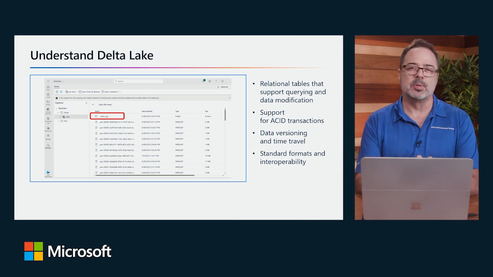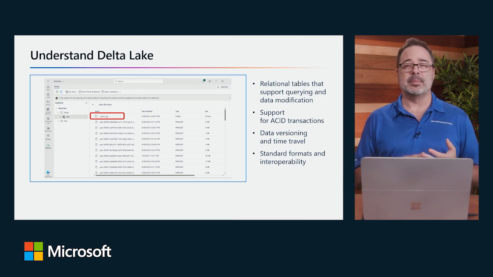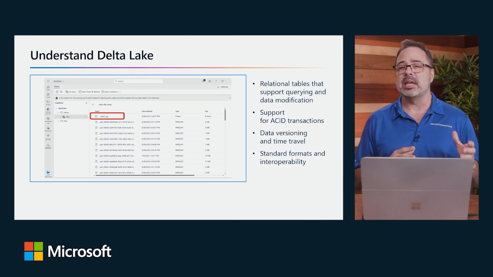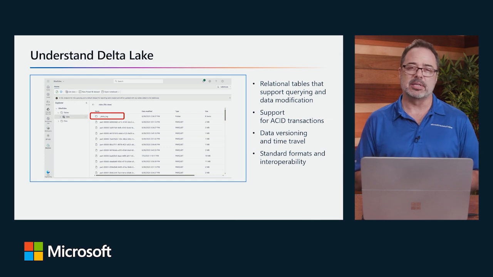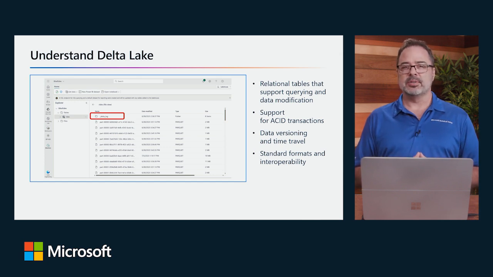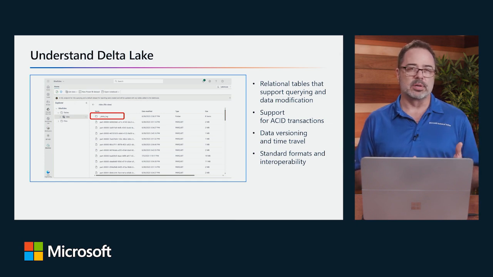These Delta tables support querying and modification, so you can select, insert, update, and delete rows of data in the same way you would in a relational database system. Because the transactions are logged, Delta tables support ACID transactions and versioning, which also allows for a feature called time travel. Delta tables can also be used in conjunction with streaming data as either a streaming data source or sink.